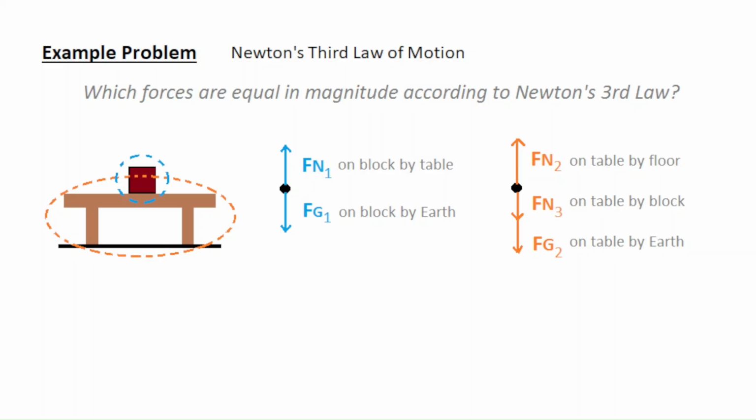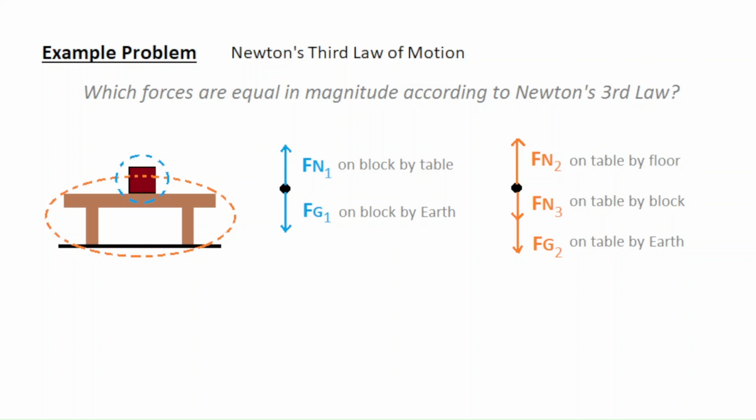So now we put these force diagrams in the same world. The blue forces act on the block, and the orange forces act on the table. Newton's third law of motion states that one of the blue forces is equal in magnitude and opposite in direction to one of the orange forces. Can you figure out which 2 forces adhere to the law?